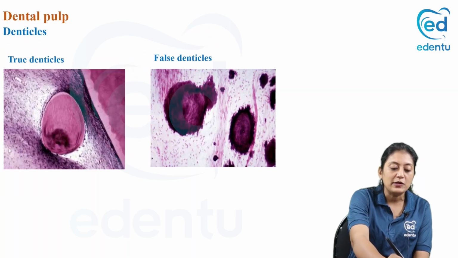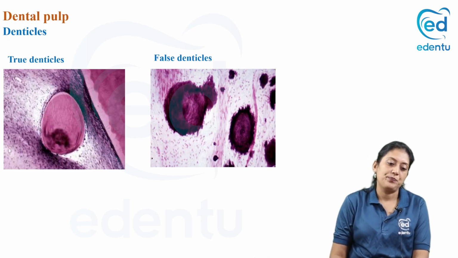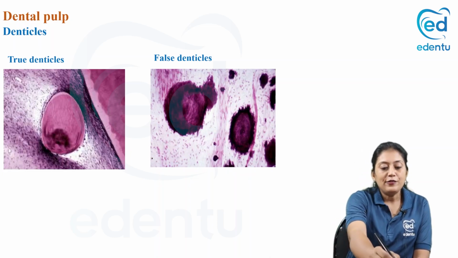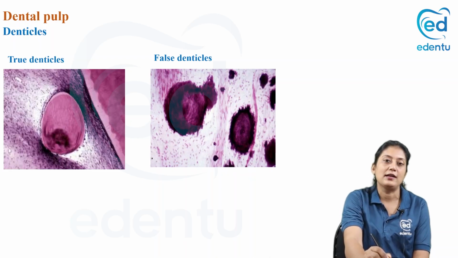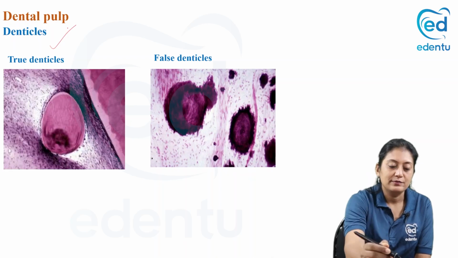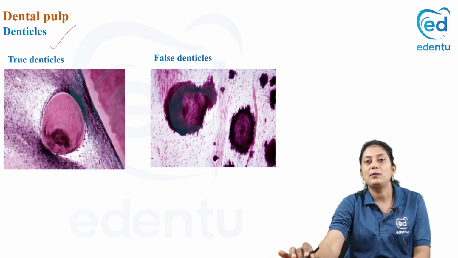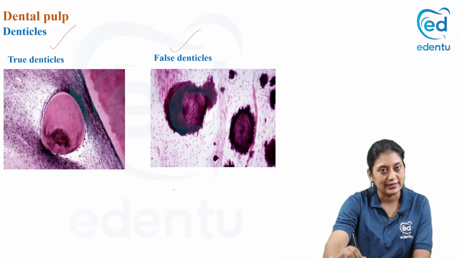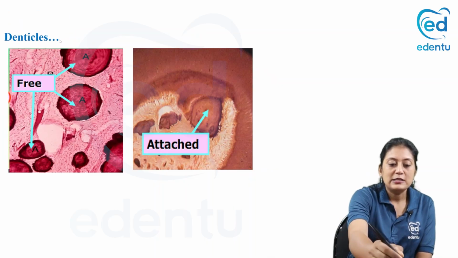What is the difference between denticles and diffuse calcification? Denticles are of two types, true denticles and false denticles. So what is the meaning of that? If the calcification is resembling a dentinal tubule structure like that of dentin, then you call that a true denticle, resembling a dentinal tubule. Whereas if it does not have any resemblance to the dentin or dentinal tubule structure, then you call that a false denticle. The other name for denticles is pulp stones.